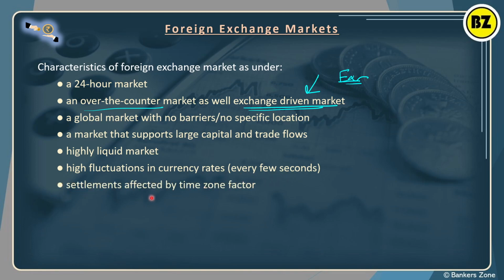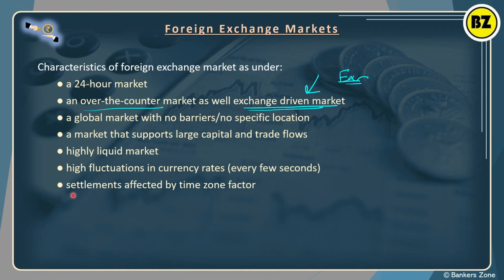The settlement is affected by time zone. There are different time zones, right? We have already discussed GMT, IST. There are different time zones. So obviously the settlement, what does it mean? If you purchase dollars in India and that has to be settled in the USA, how will it settle? Because there is a time difference. They are lagging us by almost 5.5 hours, the USA is lagging.